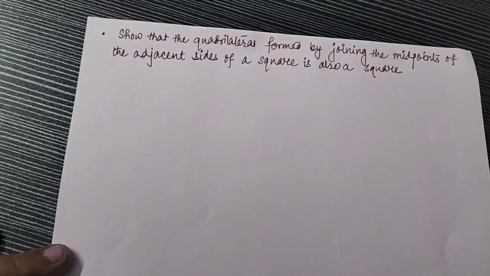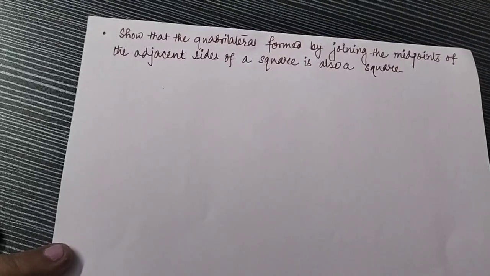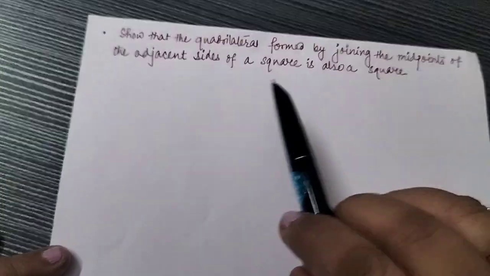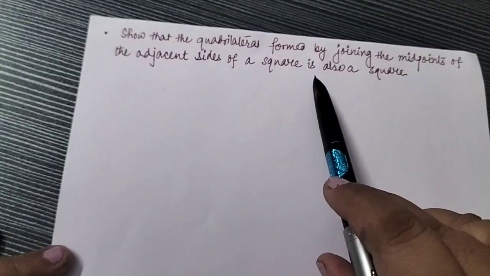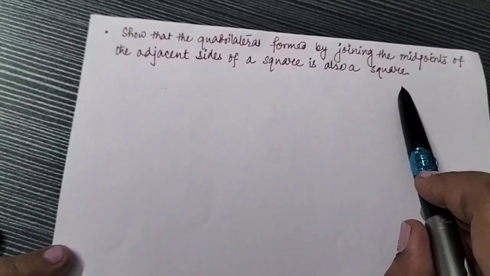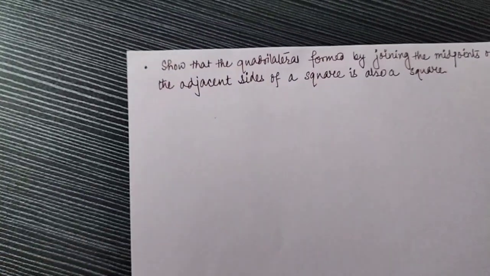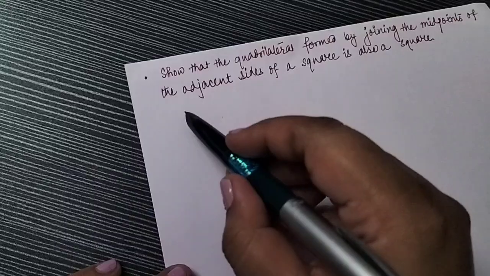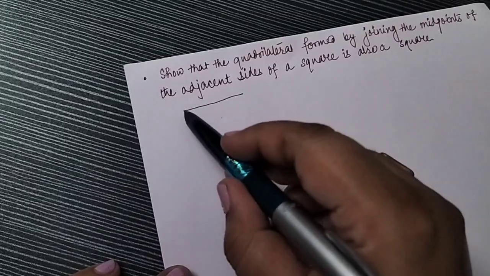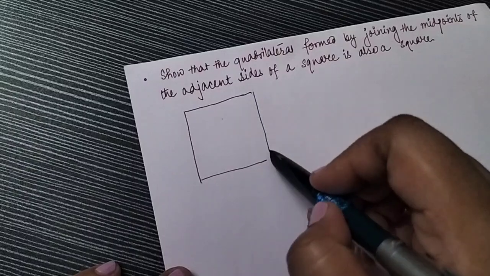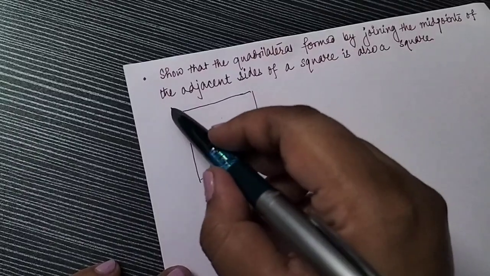In this video, I shall show how to prove that if the midpoints of the adjacent sides of a square are joined, then it forms a square. So let's first consider a square. This is a square. Let's name it ABCD.